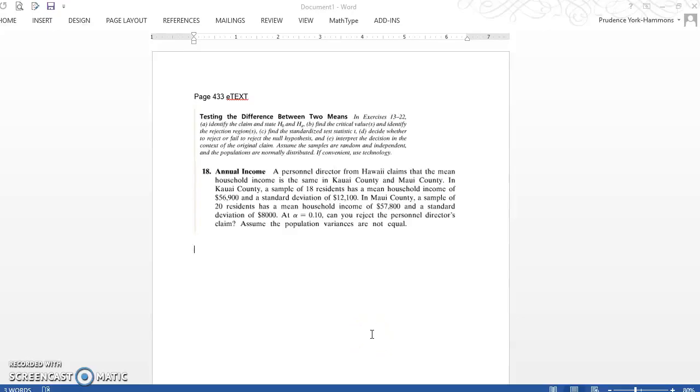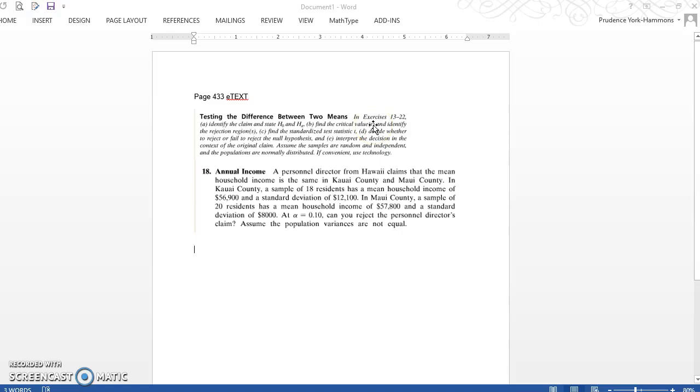York-Hammons. We are still working in Chapter 8, Section 2, testing the difference between two means when you do not know the population standard deviation for either of the samples. Now, we're going to look on page 433 of the e-text, question number 18, and there is a large set of instructions for this. We have to, first of all, identify the claim and state H sub O and H sub A. Find the critical values, T sub 0.